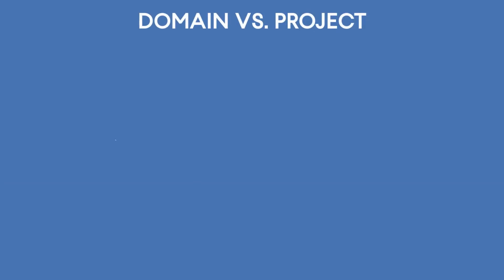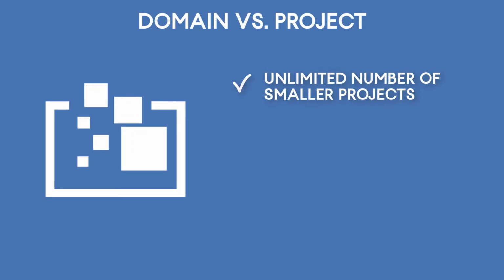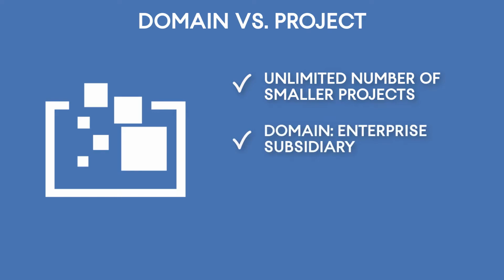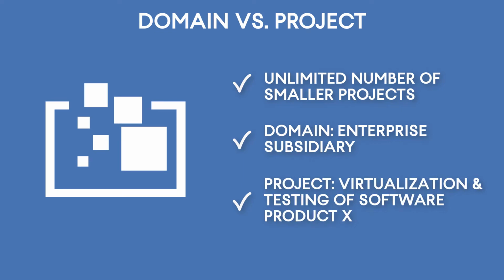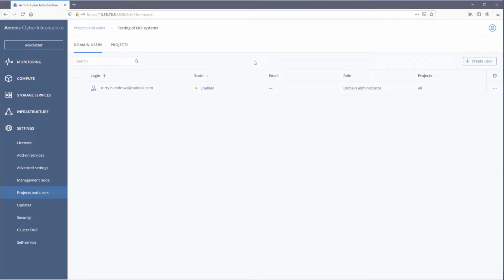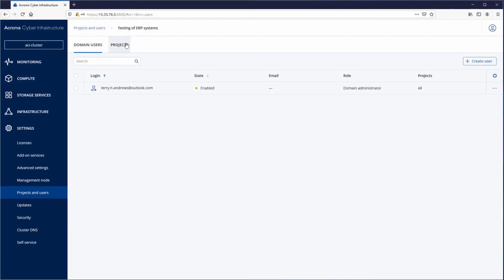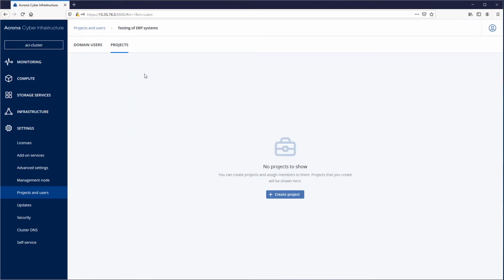Within each domain, you can create an unlimited number of smaller projects. For example, you can create a domain for an enterprise's subsidiary, and within that domain, you can create a number of projects to virtualize and test different software products for the corresponding departments. For instance, you can create one project for virtualizing and testing an ERP system, and another project for testing a business intelligence system. In order to create a new project, navigate to the Projects tab and press the Create Project button.